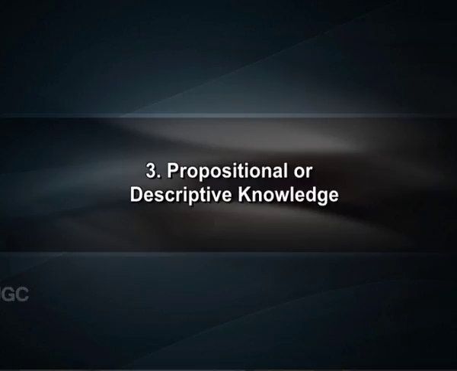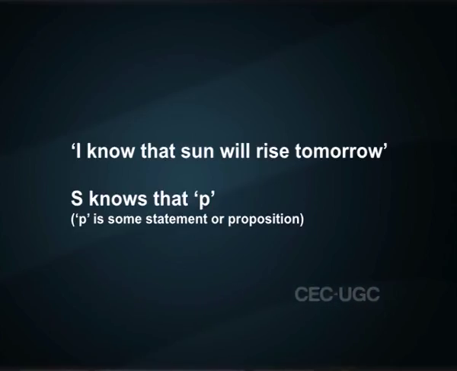3. Propositional or descriptive knowledge. An example of propositional knowledge can be stated as: I know that the sun will rise tomorrow, or S knows that P, where P is some statement or proposition. Proposition is the object of propositional knowledge. It is a kind of assertion which claims that something is the case. So, proposition refers to what is being asserted or stated or claimed.